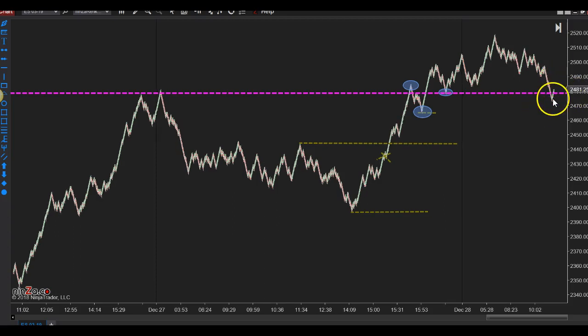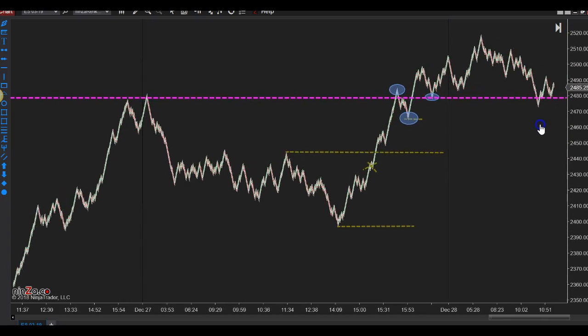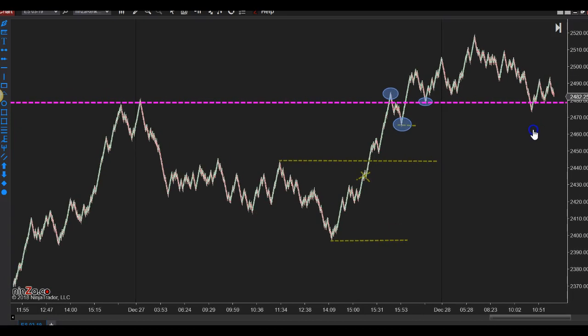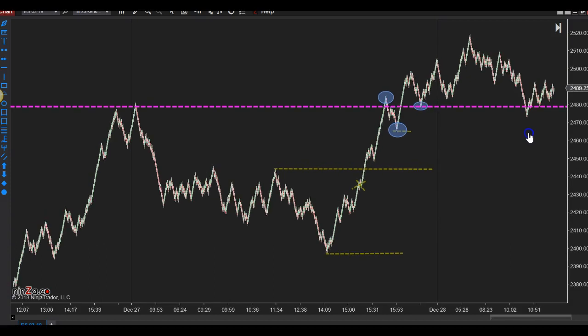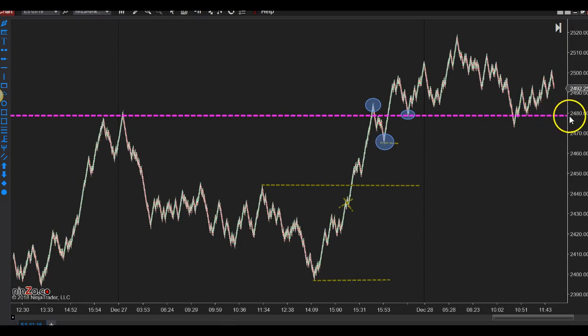Okay, she bounced there and she reversed. And this is what we're looking for in terms of buying or selling a particular market. Now this area is still going to be in the future as a possible area of stopping and reversing. And this is what the market does all the time.